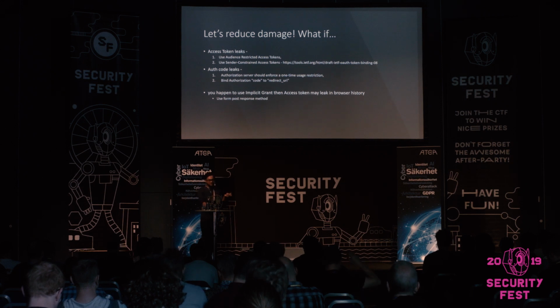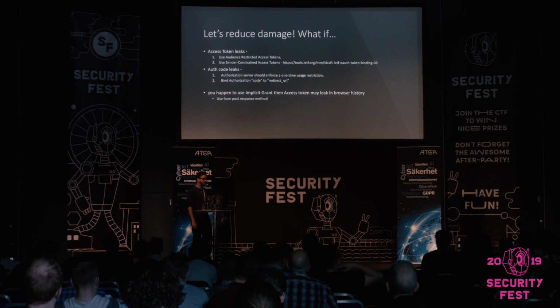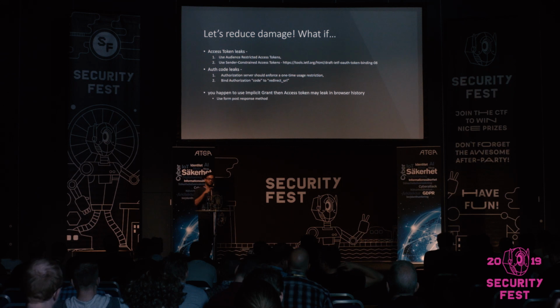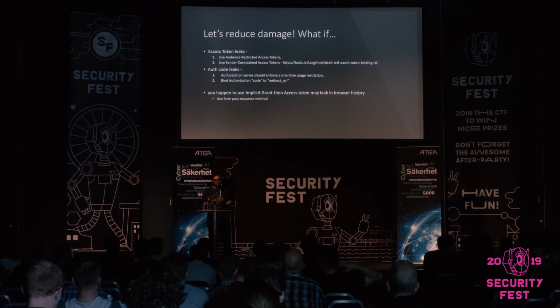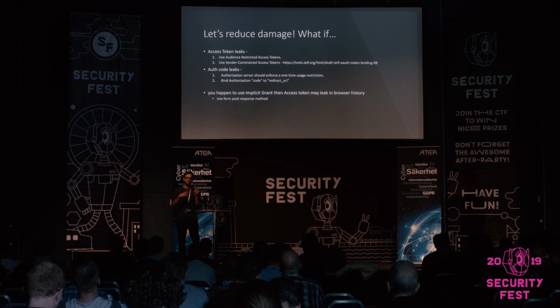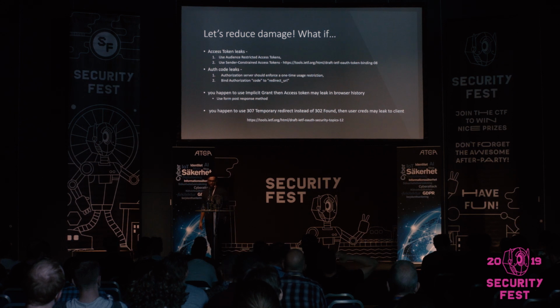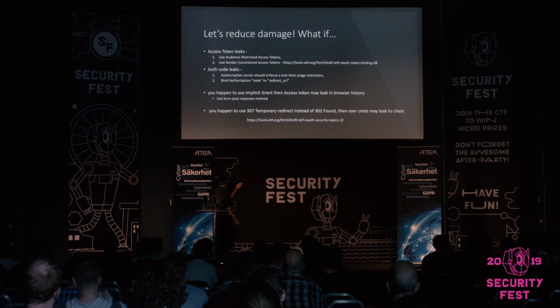If you happen to use implicit grant and your access token is getting leaked in the browser's history, avoid returning the access token through a redirect. You can actually use form post response methods so that your access token is not exposed in the URI. Also, you should avoid using 307 temporary redirects. That's a no-go for sure, because your credentials may leak to the client. And more on it at this particular RFC. You can have a look at it.